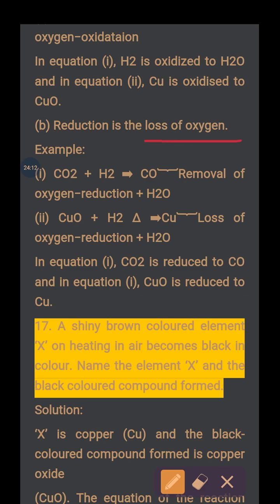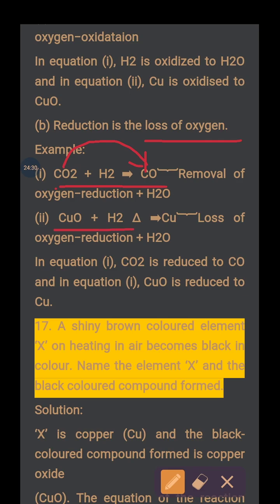While oxidation is the gain of oxygen. Example, carbon dioxide plus H2 gives out CO. What are you getting here? From the carbon dioxide, it makes CO. Loss of one oxygen. Okay. So, the reducing agent is hydrogen.